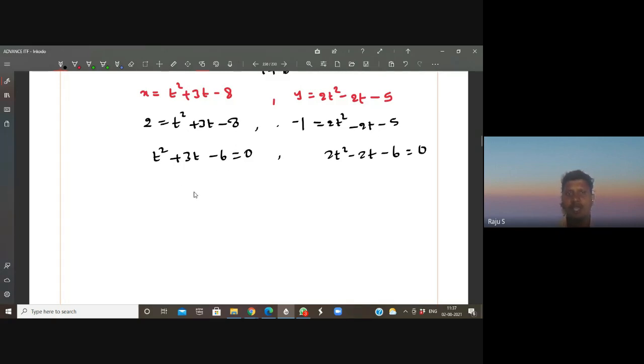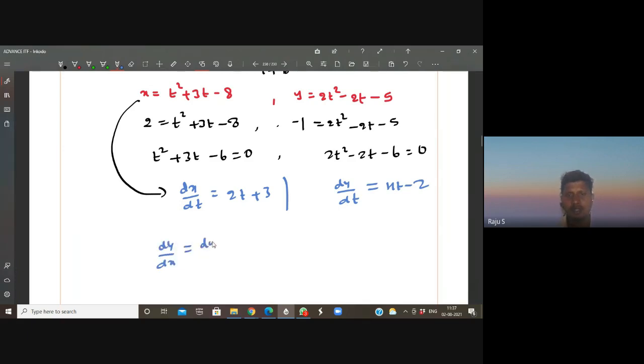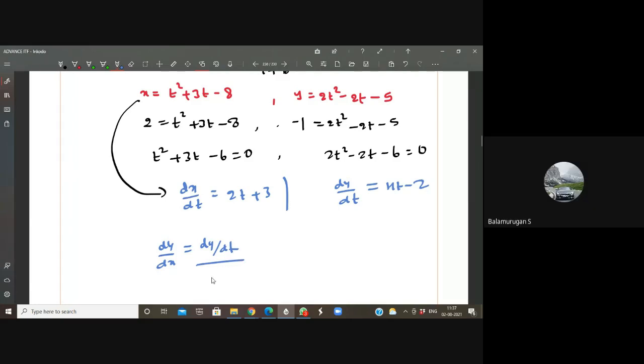When you get the t value, you have to differentiate. When I differentiate with respect to t, dx by dt, we are going to get 2t plus 3. And here we get dy by dt: we are going to get 4t minus 2. After that, dy by dx is given by dy by dt divided by dx by dt.